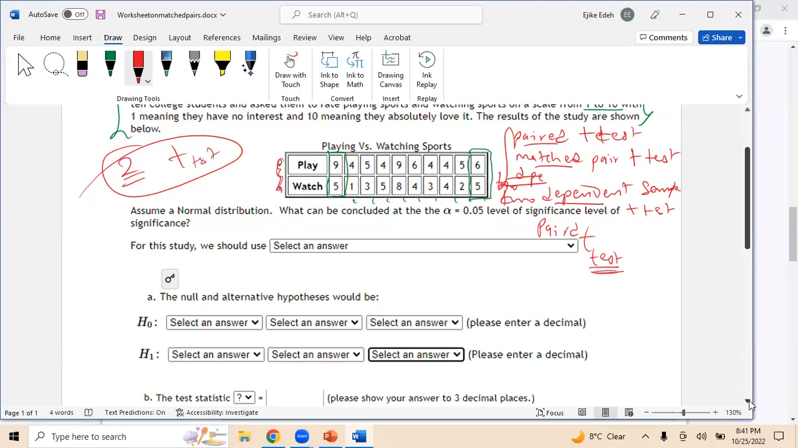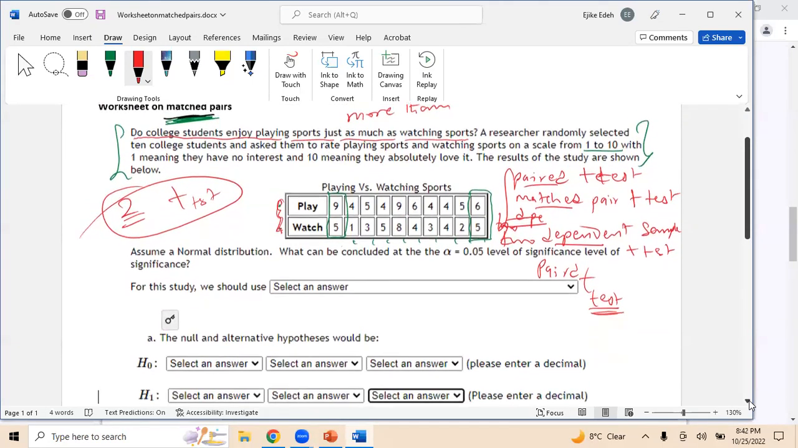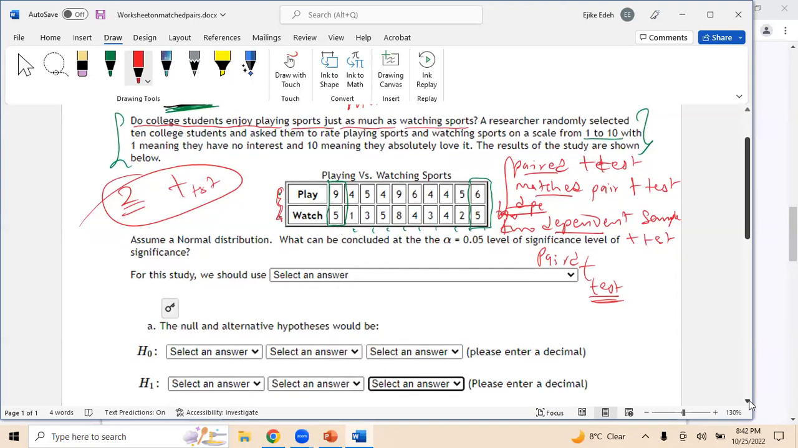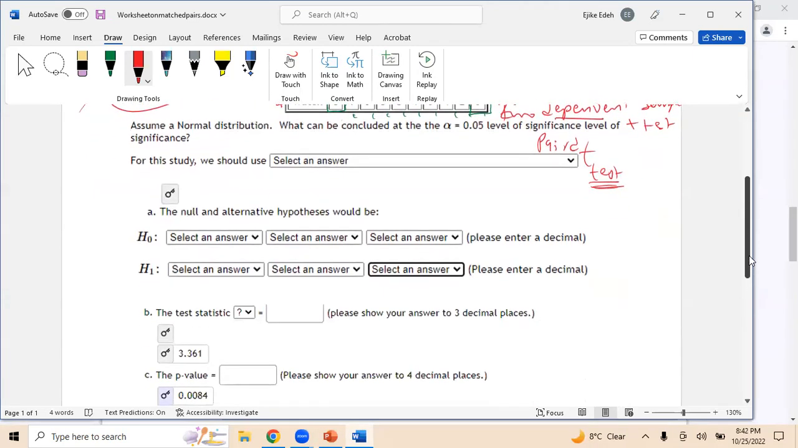The next says, what is your alternative hypothesis? I mean, your null and alternative hypothesis. So earlier on today, we saw this, and I stated that the null is only written one way. There's only one way to write the null, right? Is that mu d is equal to 0. The mean of the difference between the two data sets is equal to 0. Okay, that is your null hypothesis.